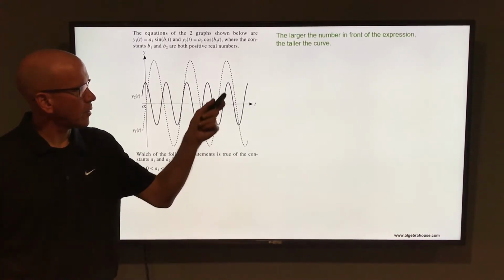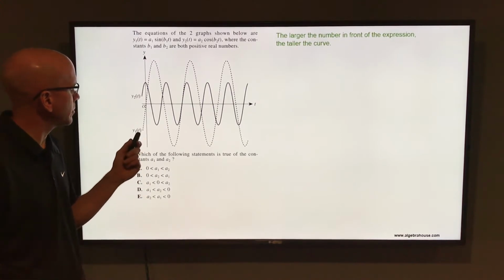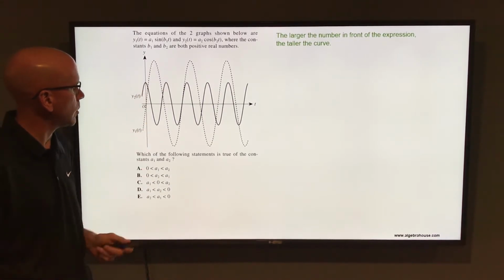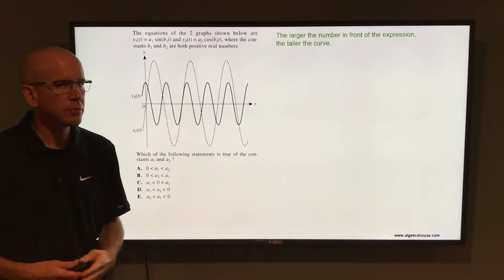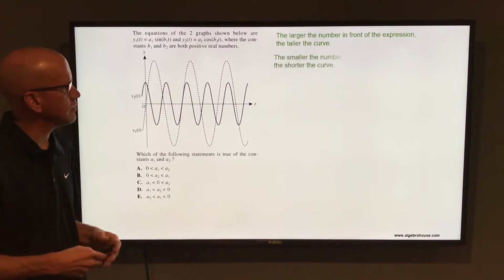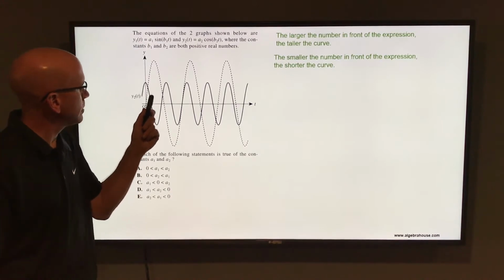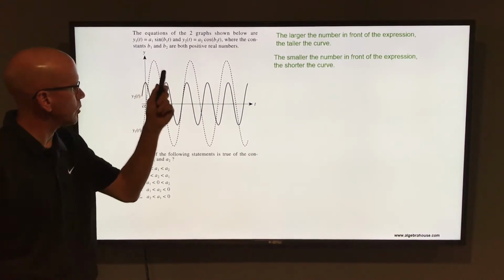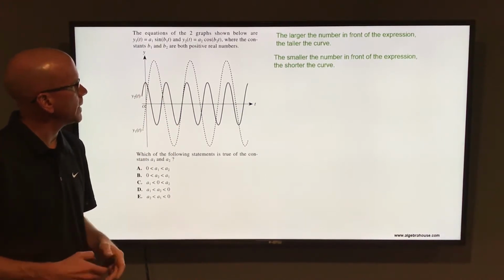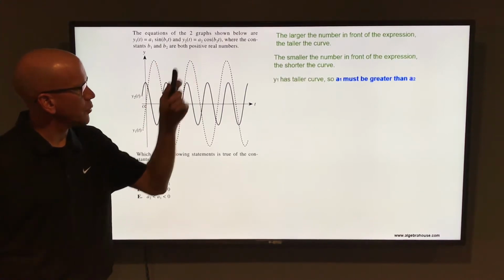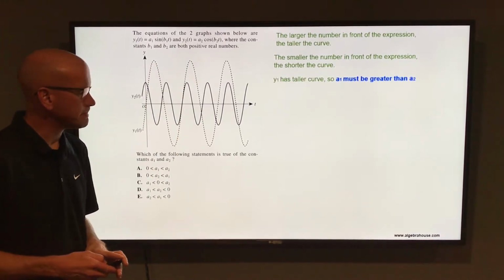One thing to note, the larger the number in front of the expression, the taller the curve. You see y sub 1 of t has a taller curve than y sub 2 of t. Likewise, the smaller the number in front of the expression, the shorter the curve. So y sub 2 of t has a shorter curve than y sub 1 of t, verifying that a sub 1 is greater than a sub 2.